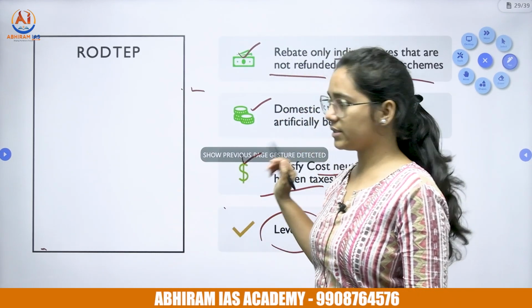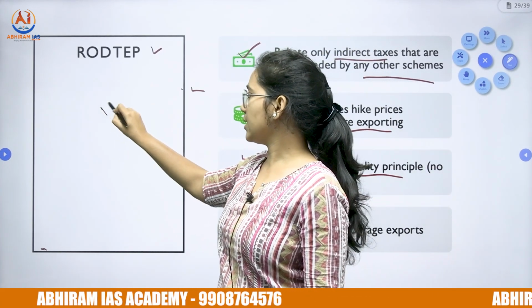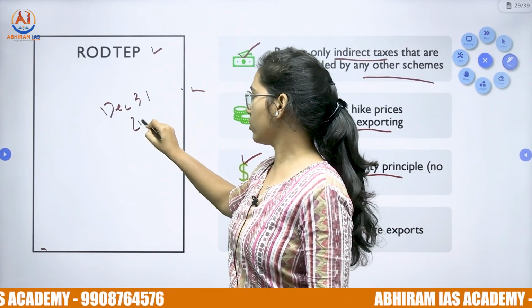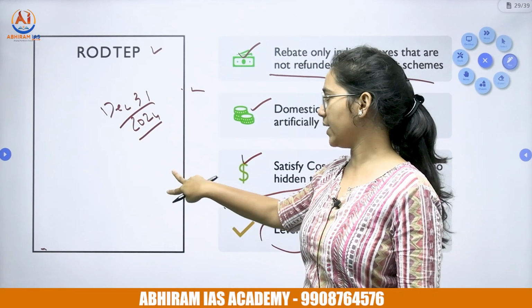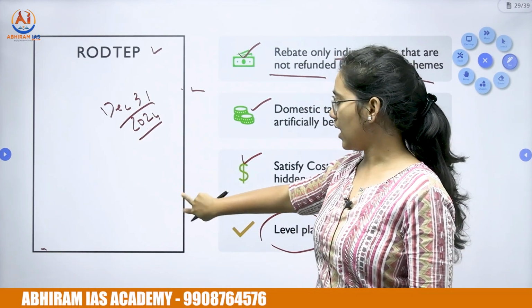But what does the article say? This has expired on December 31st, 2024, and the government has not specified whether it is extended or not. Now exporters are in a dilemma about what to do. So that is the article.